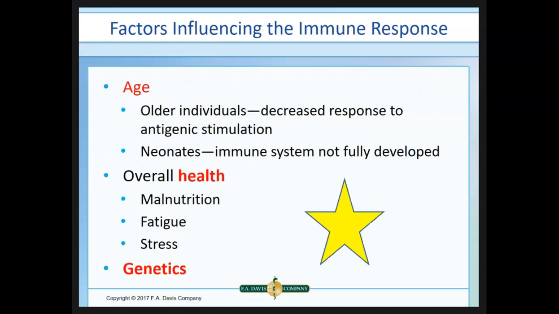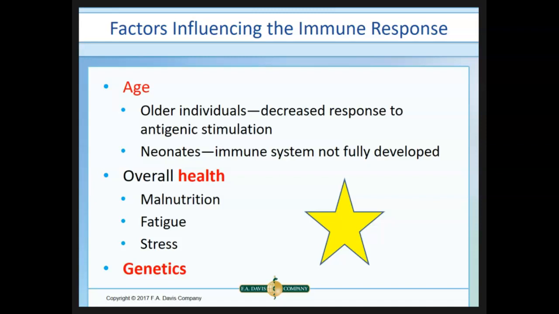There are several factors that influence the immune response in every person. Have you ever been so stressed out that you got sick? That is a legitimate reason that can decrease your immune response. The age of a person affects the immune response. Older individuals and very young neonates have a different immune response because older individuals have a decreased response to antigens. And we are even going to learn in the blood bank that some of their antigens may not even show up in our laboratory testing.